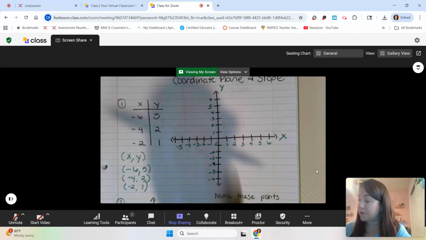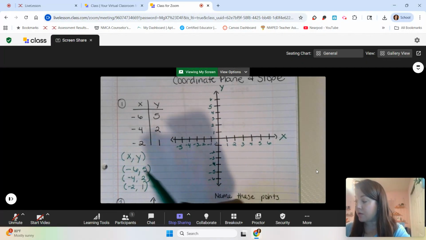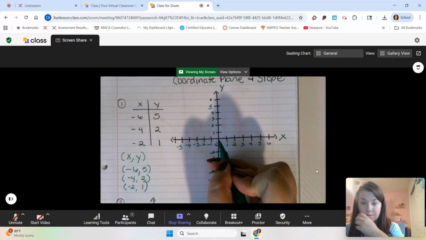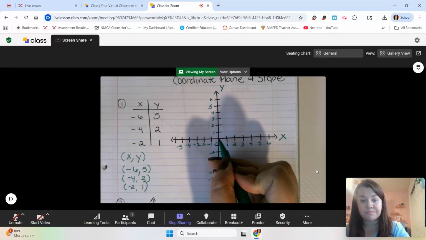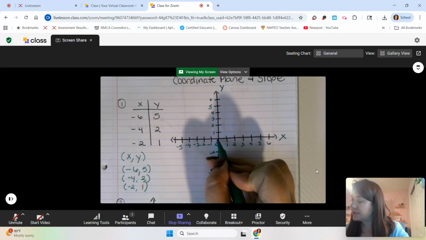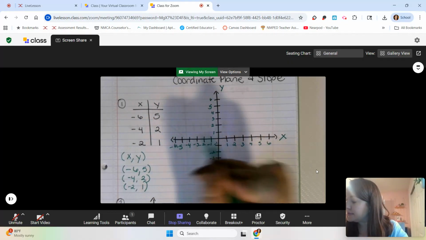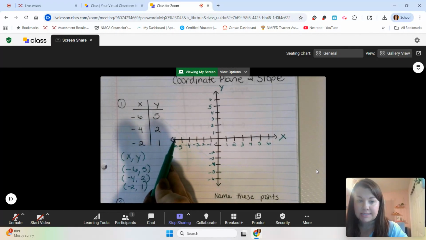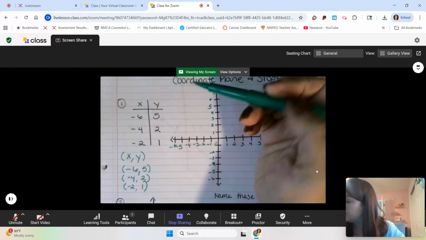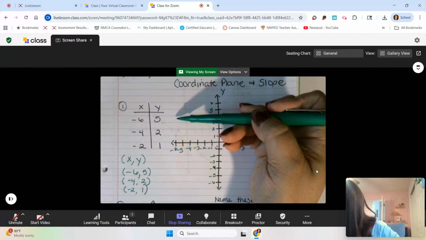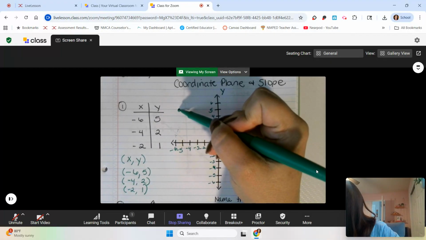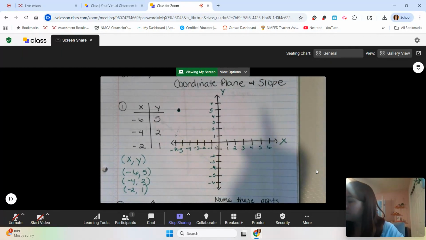From that, I can put them on my graph. So -6, 5. Well, you always start at 0, 0, also known as the origin. First, I'm going to go to the left 6, because there's my -6 on my x-axis. And then I'm going to go up 5. So 1, 2, 3, 4, 5. Sorry, it's a little harder, the angle that I'm at. But there's my first point.